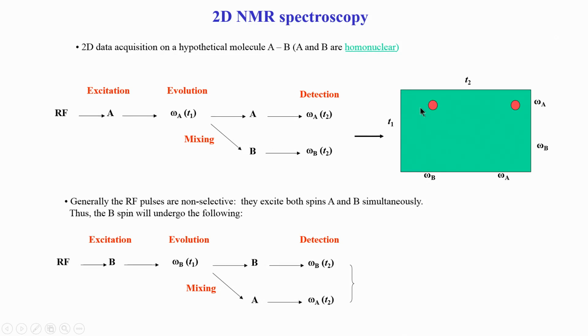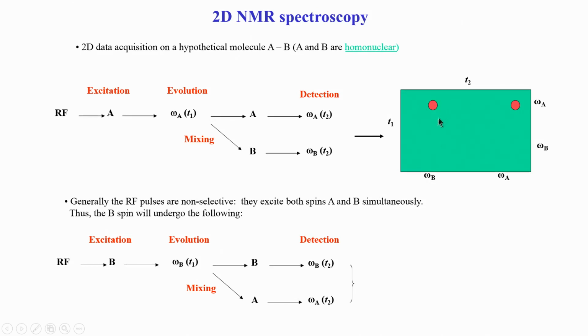So, this peak is now a very useful peak for us, because it is telling us that there is an interaction or correlation or connection between two spins A and B. So, this information would not have been possible to obtain from 1D NMR. 1D NMR would have given A peak separately, B peak separately, but no such cross peak.